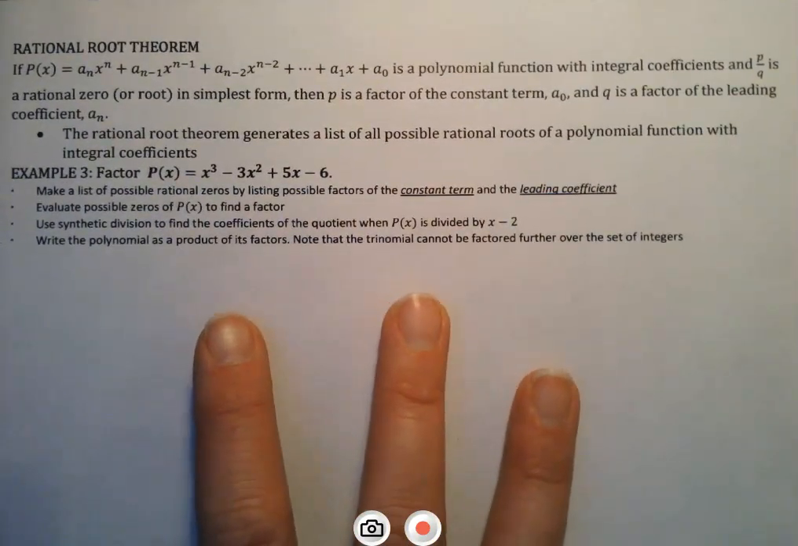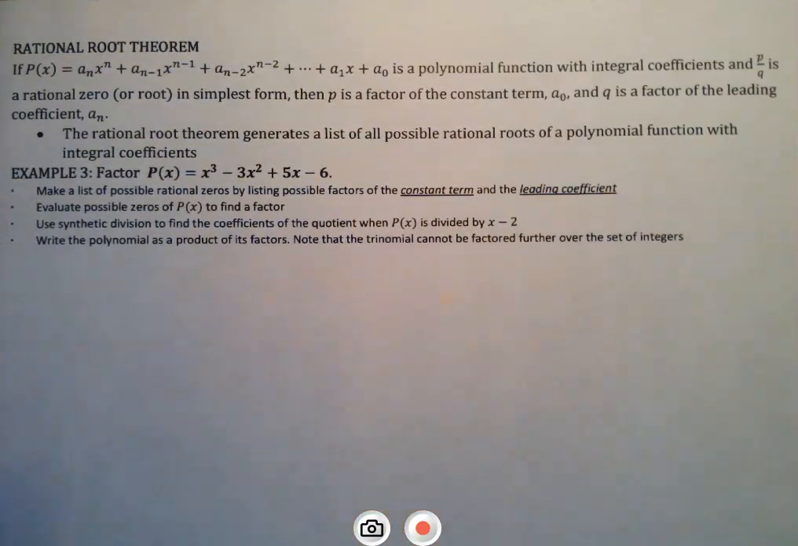Okay, so the rational root theorem. We've still got our polynomial, right? This is kind of what we've already been doing. So if we have a polynomial function with integral coefficients, and p divided by q is a rational 0 or root in simplest form. Remember, the 0 and the root are synonyms. That's what we're looking for. That's when our remainder equals 0. All those things are the same thing.